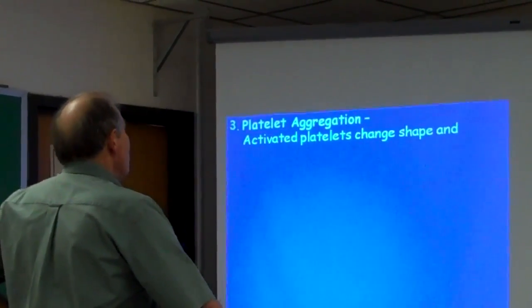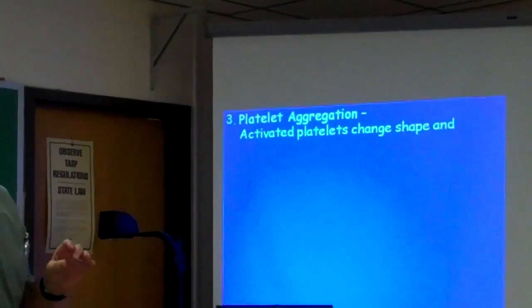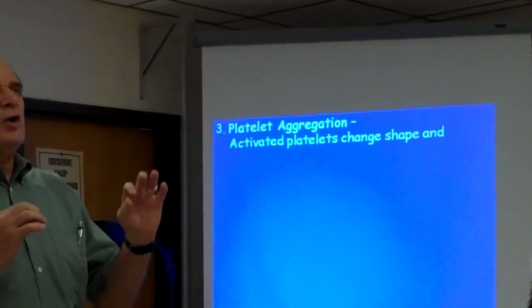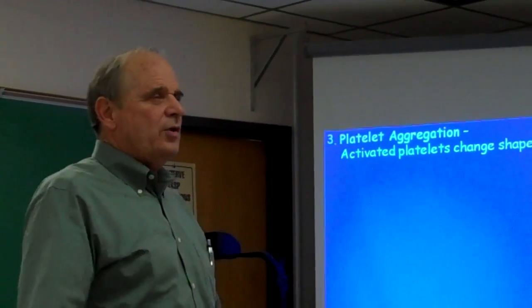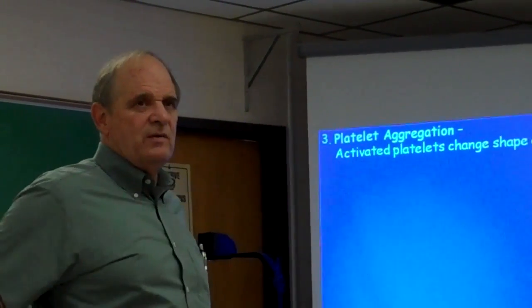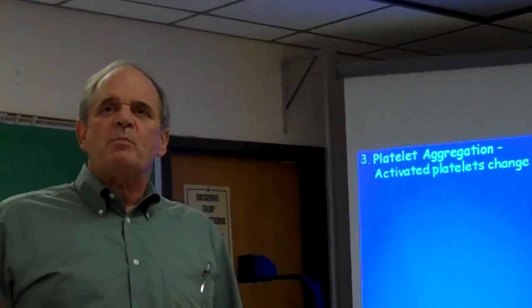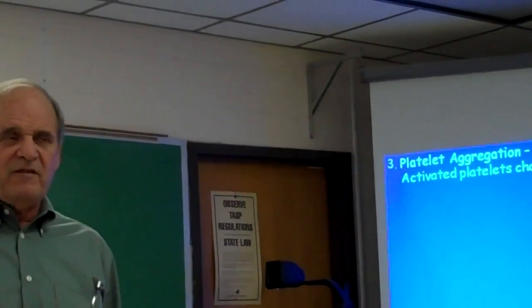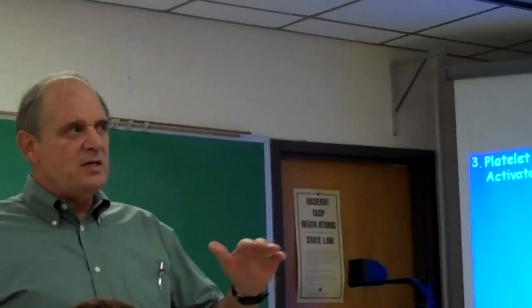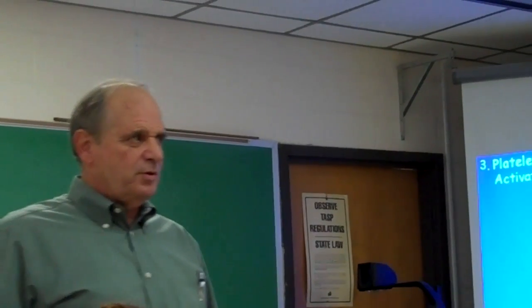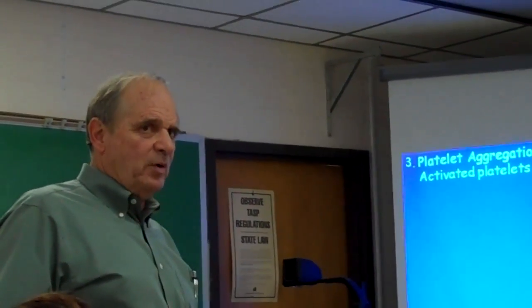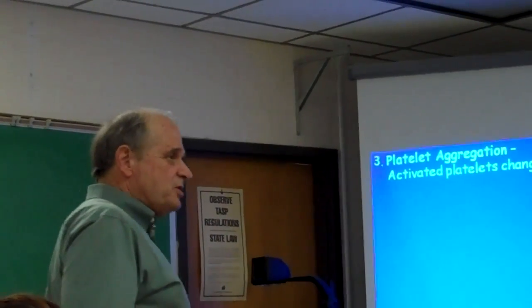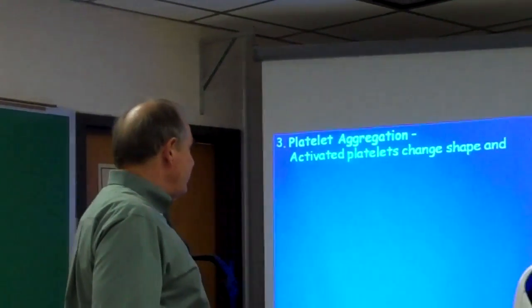Platelet aggregation. All right, activated platelets are going to change shapes. They're going to have fibrinogen receptor sites on them. What is fibrinogen? You know, y'all don't know what fibrinogen is yet, do you? Fibrinogen is a protein produced by the liver. Fibrinogen is a blood clotting protein produced by the liver. For blood to clot, fibrinogen has to be changed to fibrin, which we're going to get to in a little bit.